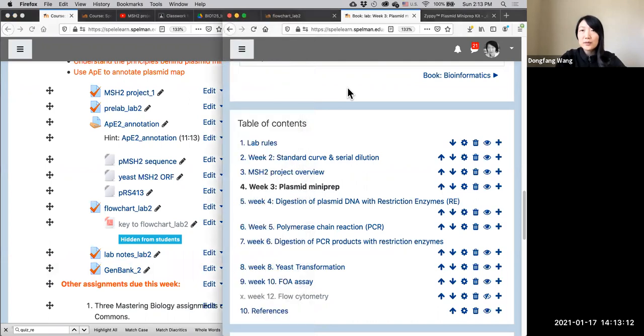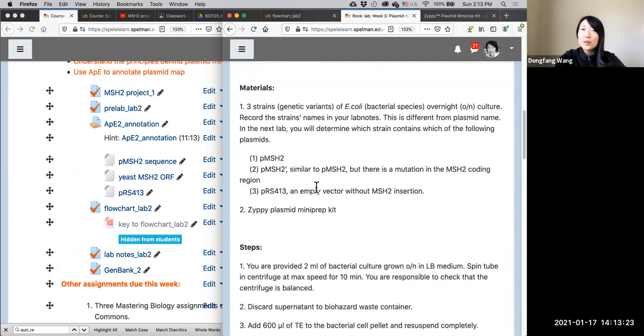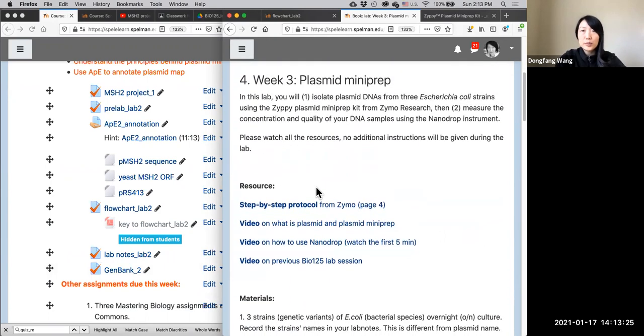The instruction for this lab can be found on the Commons page. If you go to Book Lab, go to this page, Week 3 Plasmid Mini Prep, you will see lots of resources and protocol. And there are a couple of assignments associated with this lab.